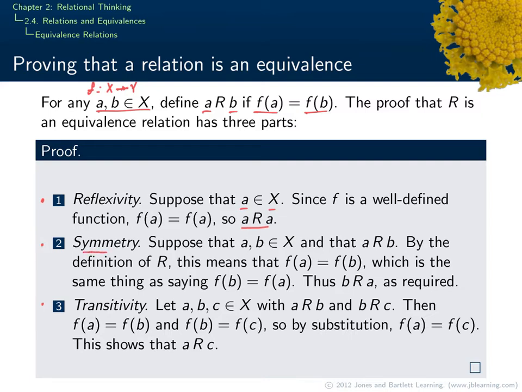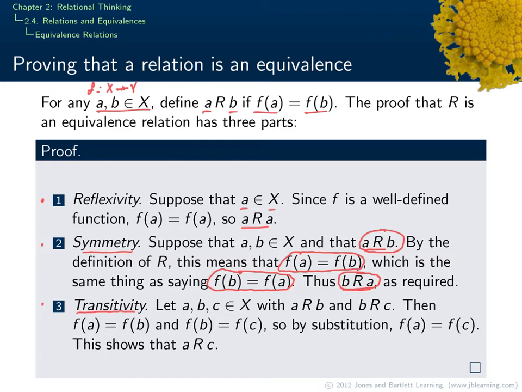Next we have symmetry. To verify symmetry, we want to show that if A is related to B, then it's also true that B is related to A. So let's suppose A is related to B. Then by the definition of this relation, f of A is equal to f of B. But ordinary equality is symmetric, and so f of B is equal to f of A, which is equivalent to saying that B is related to A, and we're done. Remember, we started with A being related to B, and we wanted to show that that implies B is related to A.